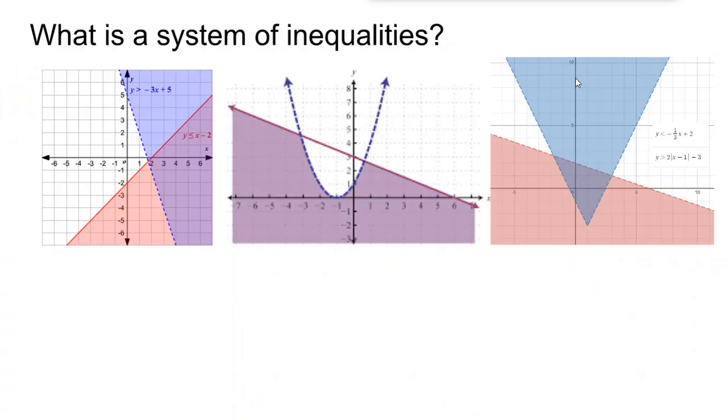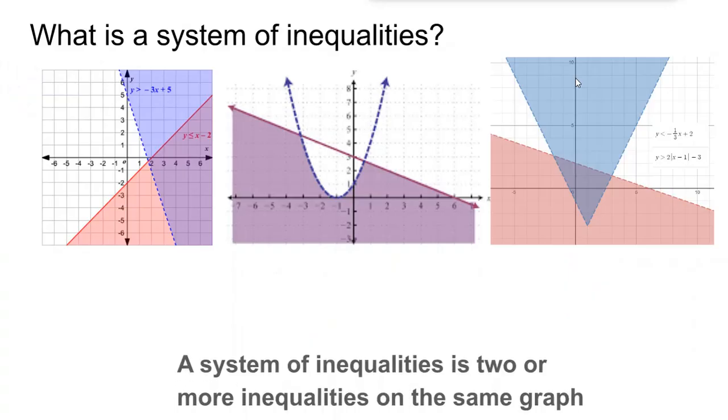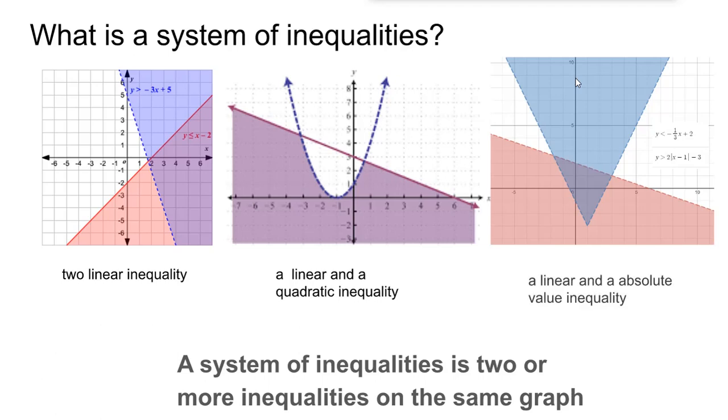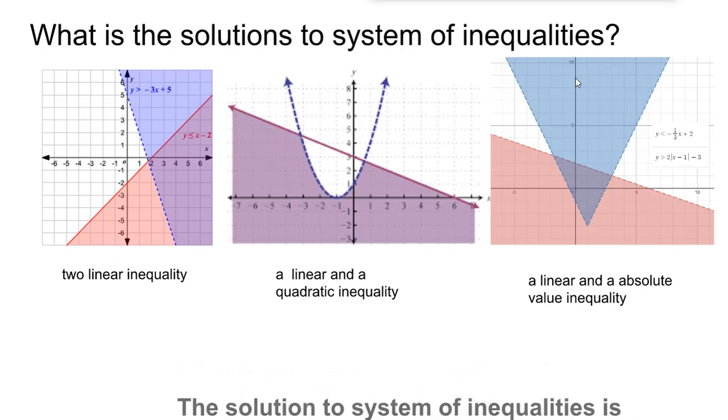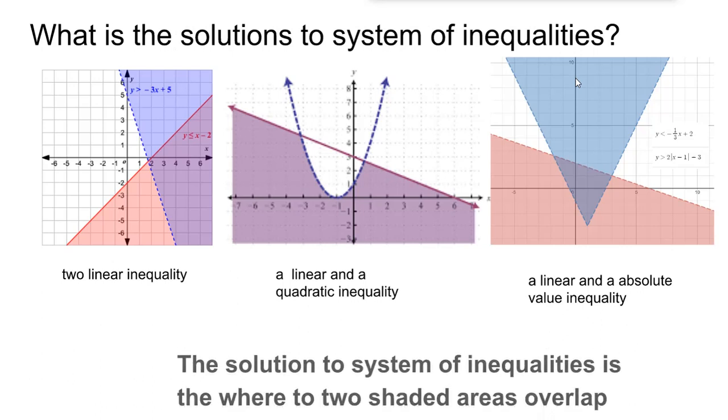So now let's talk about what a system of inequalities is. These are examples of systems of inequalities. They are two or more inequalities that are on the same graph. Here we've got two linear inequalities, a quadratic and linear inequality, and the last one's an absolute value and a linear inequality. An inequality is going to have a shaded area, and our solution is going to be where the two shades intersect or overlap.